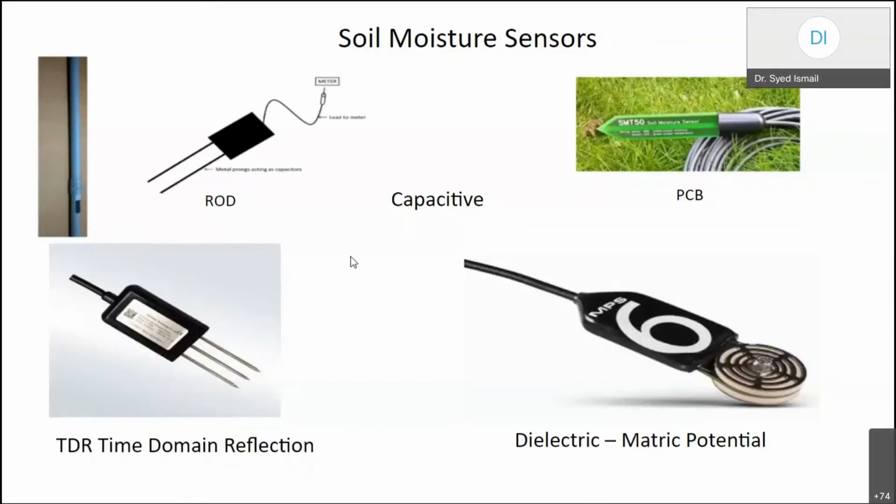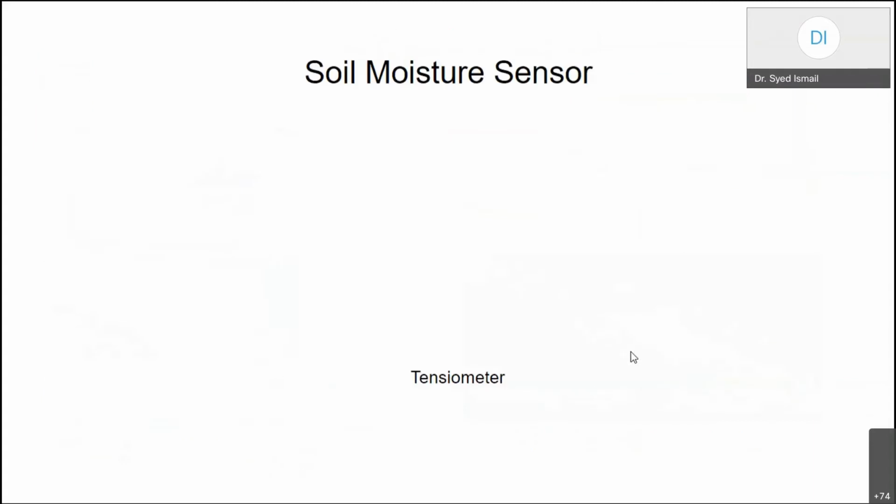There is something here called TDR, that's time domain reflection. I'm not going to explain this now; I think you can read it. Second is the matric potential. In my experience, it is probably the most accurate, but still not very accurate. One person I know who has worked extensively with all the sensors is Borlaug Institute of South Asia, Ludhiana, BISA. They've done extensive work on all soil moisture sensors, and even this is not very accurate.